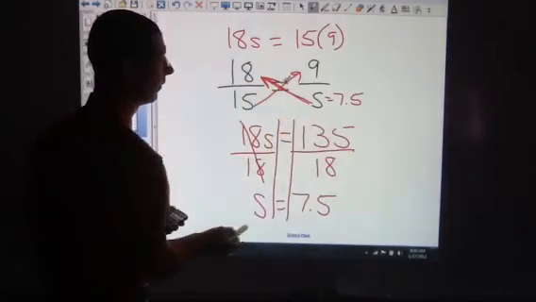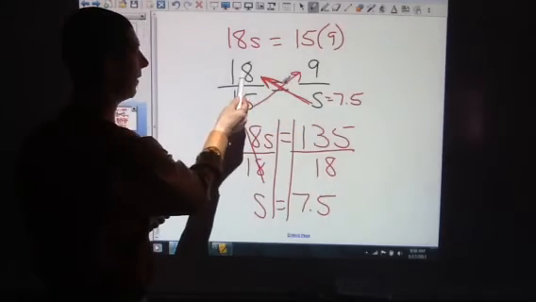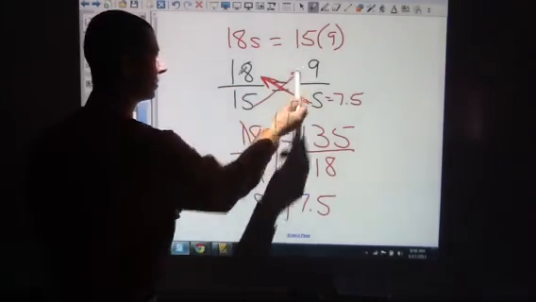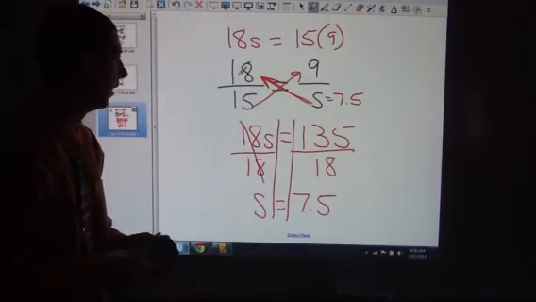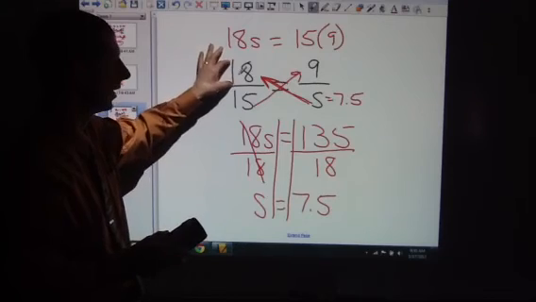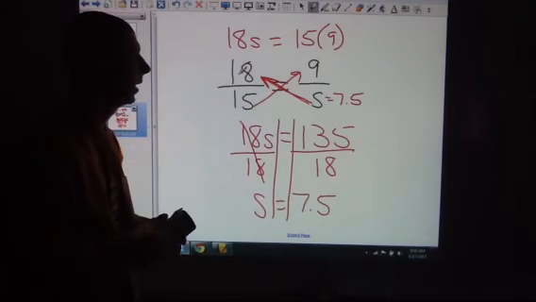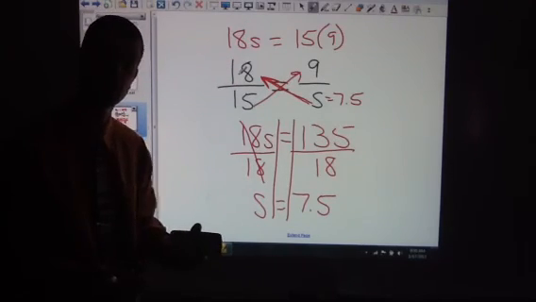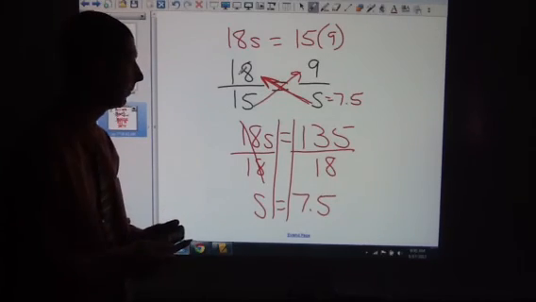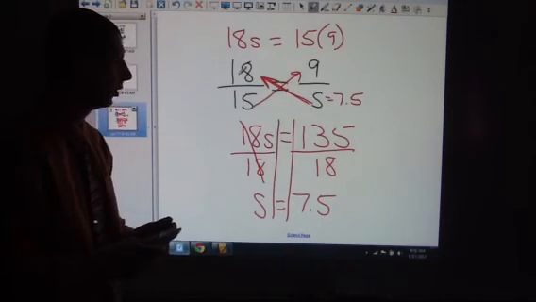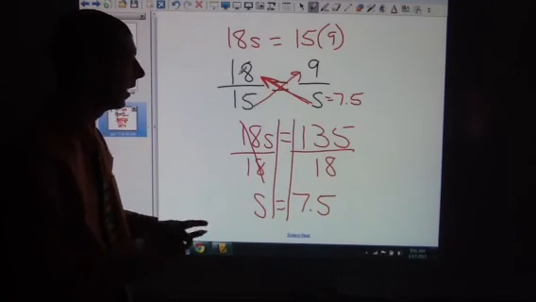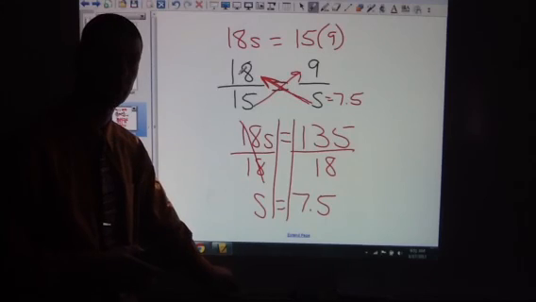So 7.5 is the right answer. 7.5 times 18 is 135. 15 times 9 is also 135. I typed in 13 here instead of 18 the first time, just a mistake typing it in. But that's one of the reasons to check your work: you find your mistake. I really didn't have a mistake, but it allows you to look into the problem a little bit deeper. So hopefully this helps. That's solving proportions using cross products.